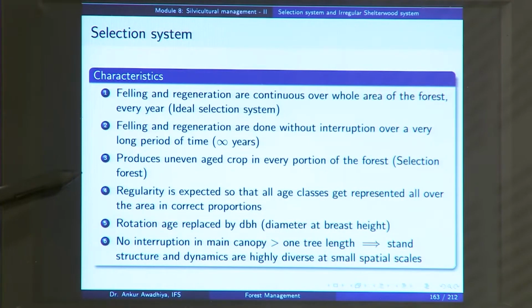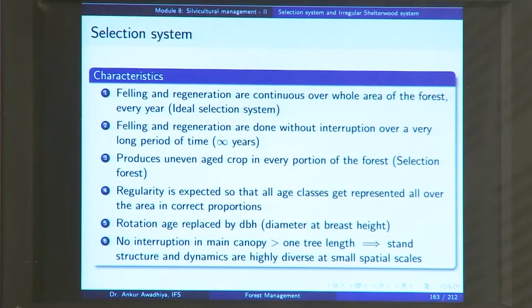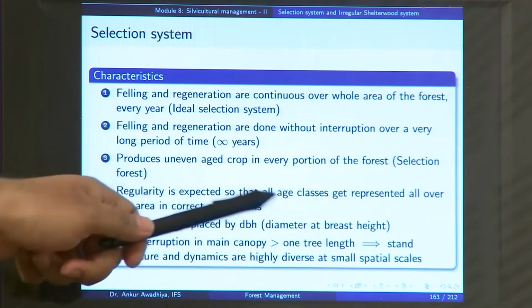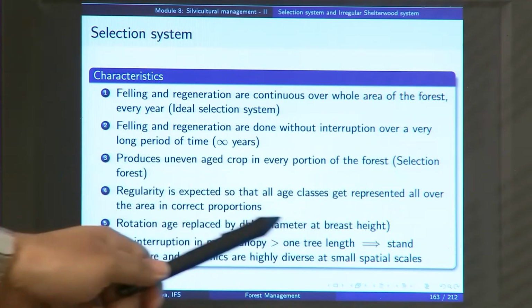Next, regularity is expected, so that all age classes get represented all over the area in correct proportions. So, you have to be very regular. If you do not work your forest for a few years, then probably the characteristic of your selection system will be lost. So, this is one forest where you have to be very regular in your operations, so that all the age classes get represented. So, this is another characteristic of your selection forest.